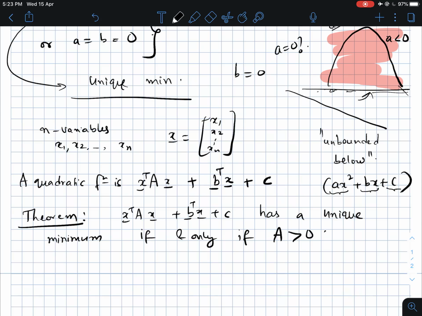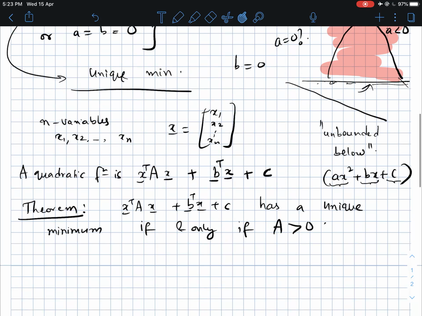In fact, according to this theorem, if A is not positive definite, then this function will not have a unique minimum. So either it's going to have many minima, or the minimum value is just going to be minus infinity. It's going to be unbounded below, if A is not positive definite. So that's the main idea.